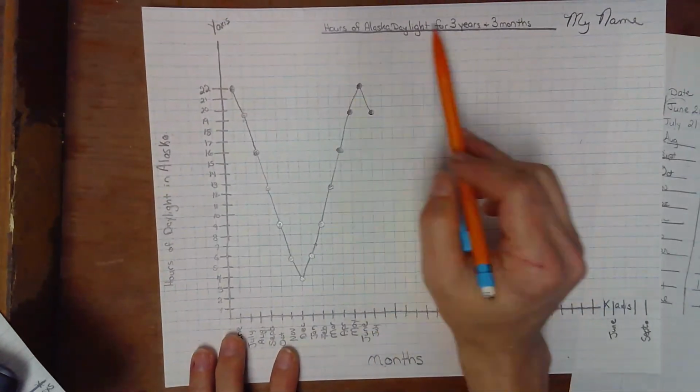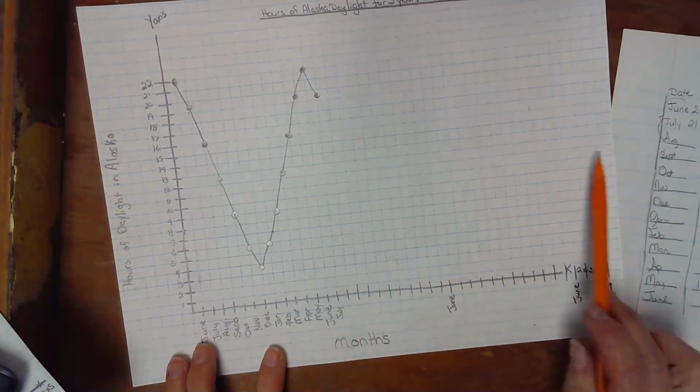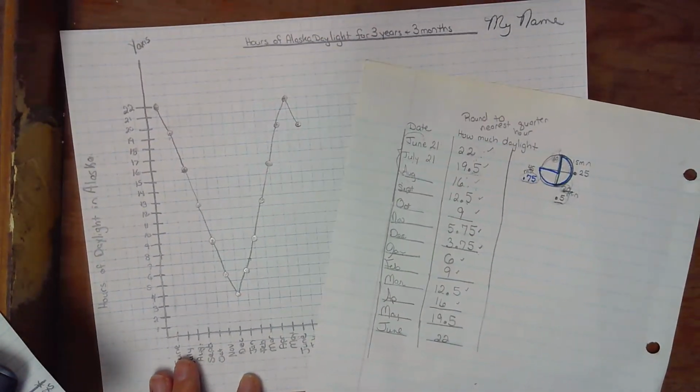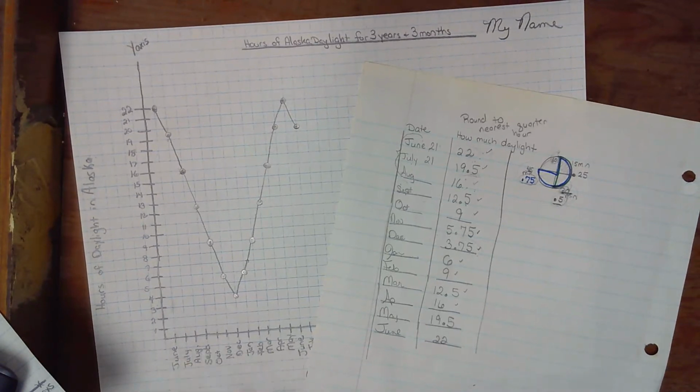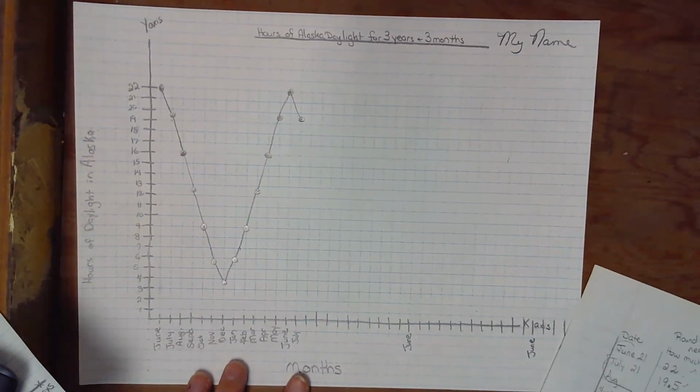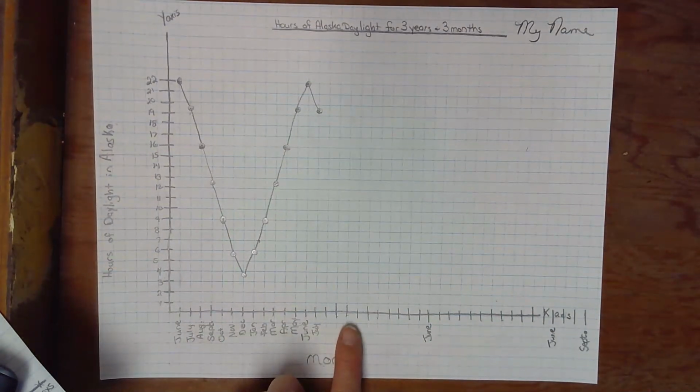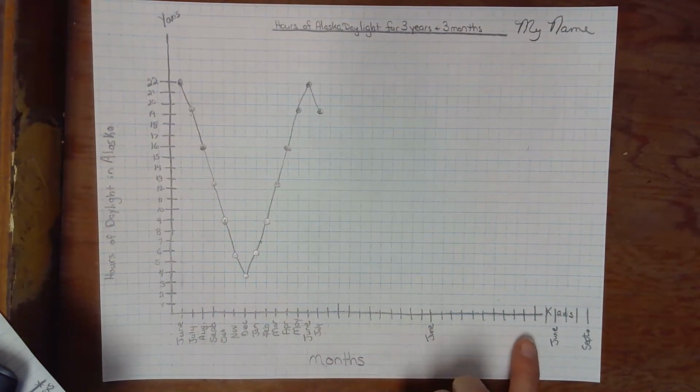You need this title, you need your graph extended out. That is your assignment for Science Today. When it's done, send me a photograph. Your photograph will need to show the entire graph. I need to see that you have labeled every one of these months.